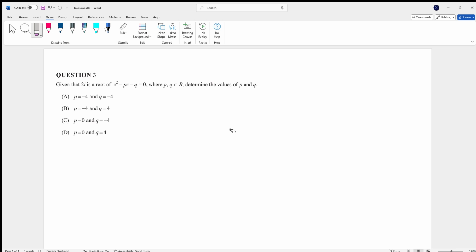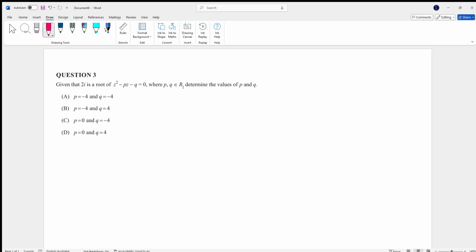Now, this is a calculator question as well. Given that 2i is the root of z squared minus pz minus q equals 0, where p and q are real numbers, determine the values of p and q.